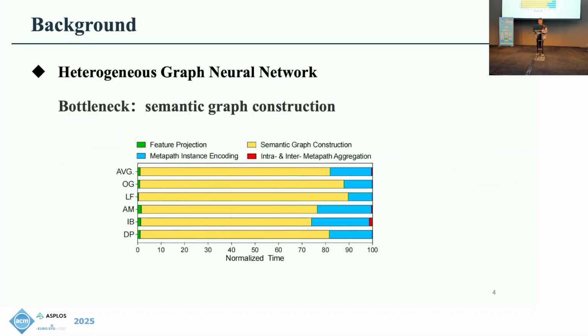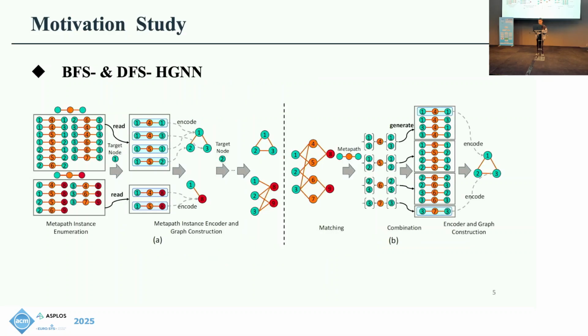We have tested several HGNN models on different datasets and find that the performance bottleneck of HGNN lies in the semantic graph construction stage. It contains matching metapath instance, constructing semantic graph, and encoding metapath instance. This figure shows the semantic graph construction and instance encoding account for over 98% of the total inference time. So our work aims to optimize this process to improve the efficiency and performance.